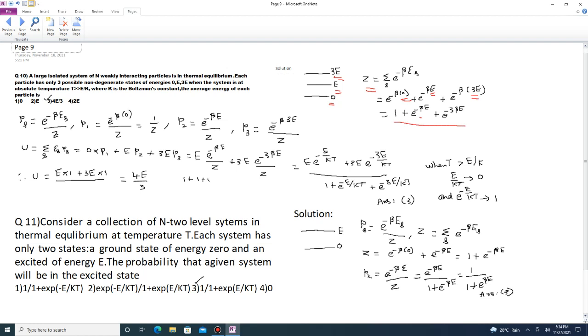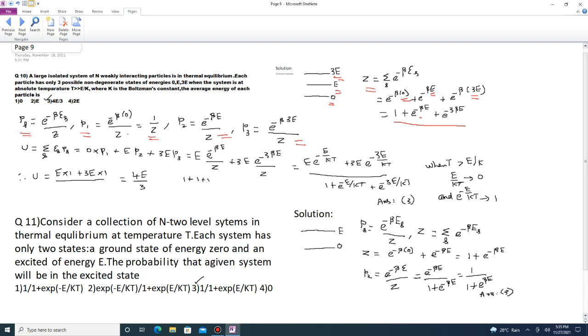Now let us evaluate P1, P2, P3. Using the expression for P_s, P1 is equal to e power minus beta into E1 divided by Z. E1 is equal to 0, so you will get 1 by Z. The next case, P2, is e power minus beta E divided by Z, and the third case is e power minus 3 beta E divided by Z, where E3 is equal to 3E. So this is your P3. P1, P2, P3 are now evaluated.